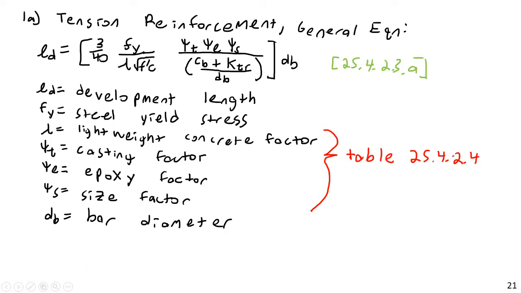Now, next on the next slide, I want to talk. So I've described everything here. Everything here is fairly straightforward, except I want to describe this quotient here, the cb plus ktr over db. I need to describe this on the next slide. We refer to this as the confinement quotient, or the confinement term.